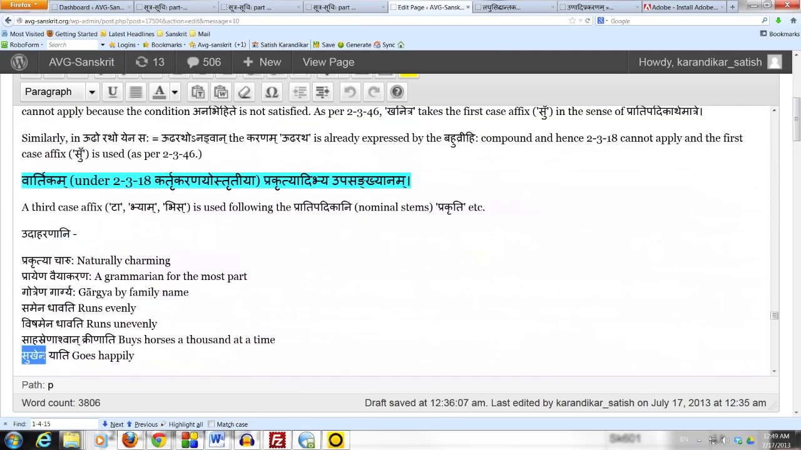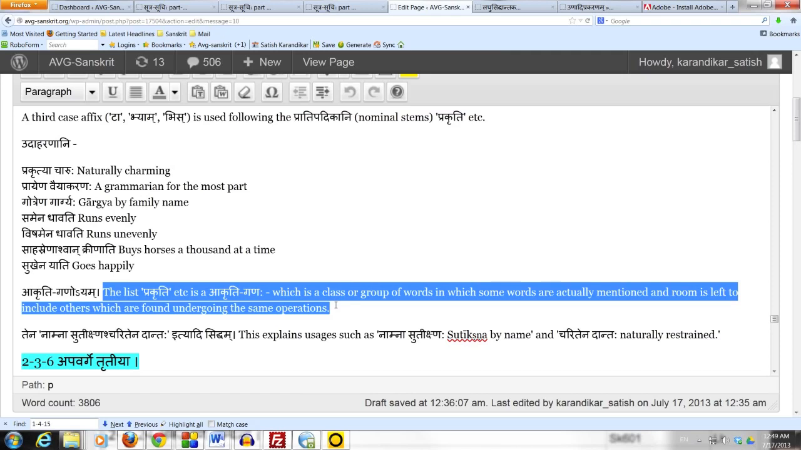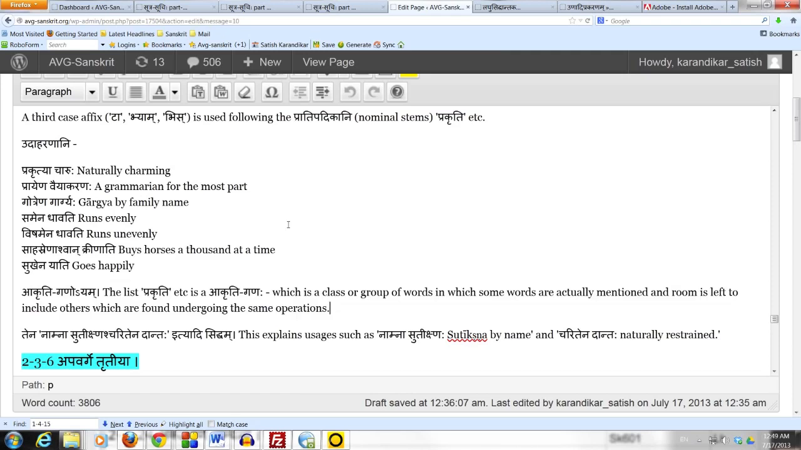Okay, now the commentary on this Vartikam says Akriti-ganoyam. We have encountered this concept of Akriti-ganaha before. Akriti-ganaha means a class or group of words in which some words are actually mentioned and room is left to include others which are found undergoing the same operations. So the list Prakriti etc. is not exhaustive. The commentary further says Tena namna Sutikshna charitena dantaha ityadi siddham.